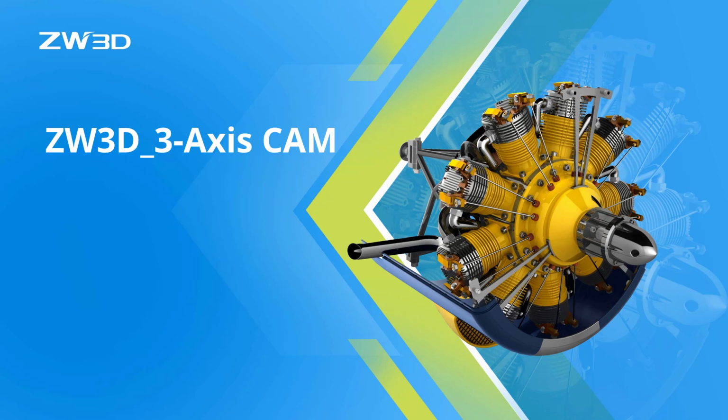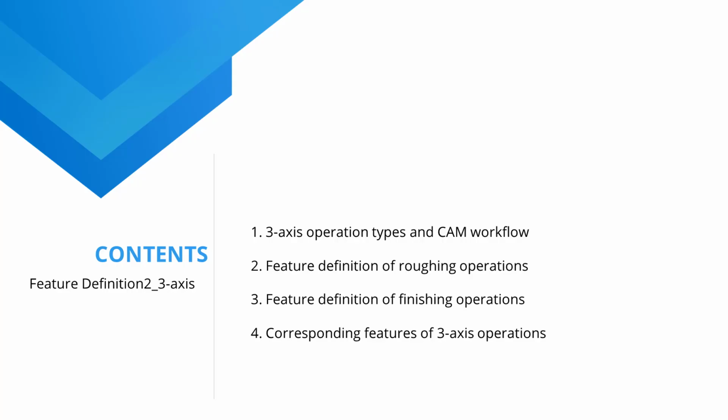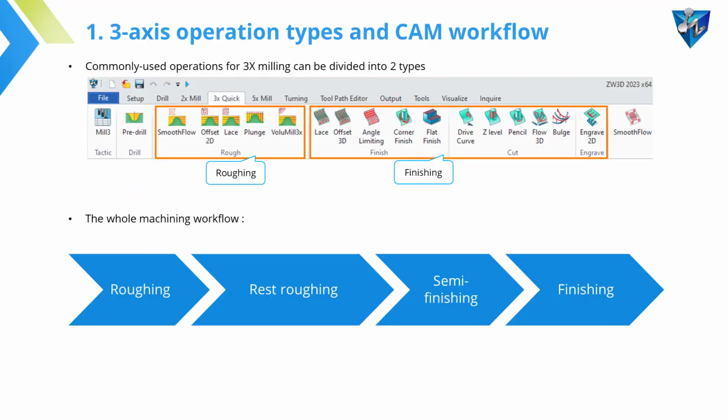From this chapter on, we will start learning ZW3D through Eksen. We will start from feature definition, in which I will introduce the 3x operation types and CAM workflow, feature definition of roughing operations, feature definition of finishing operations, and the corresponding features of 3x operations. First of all, I will introduce the 3x operation types and workflow.